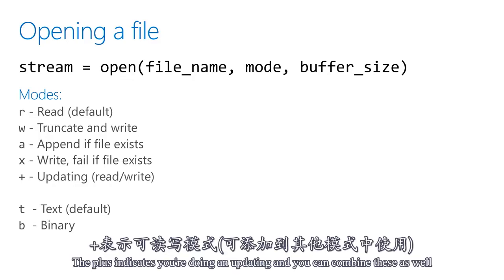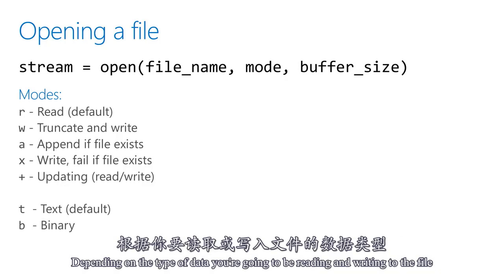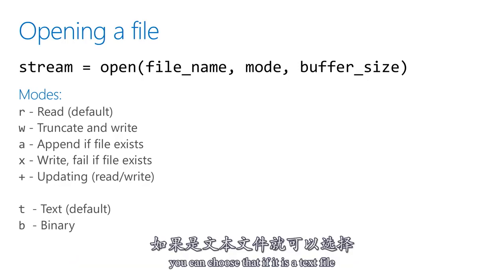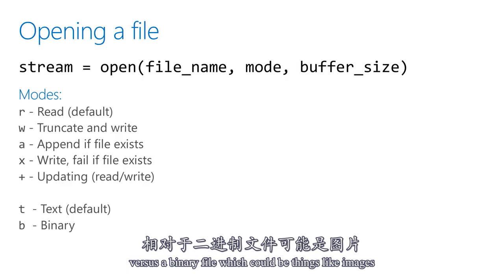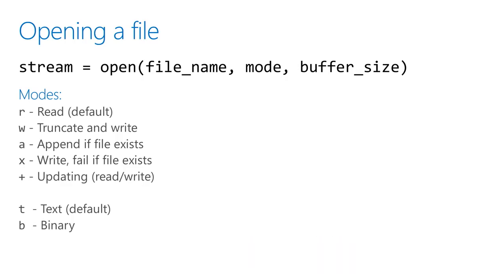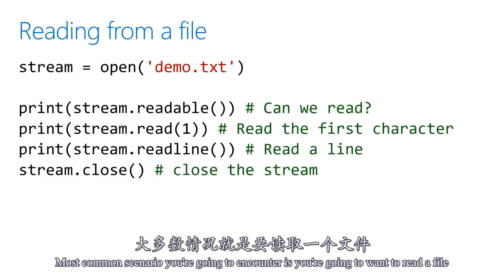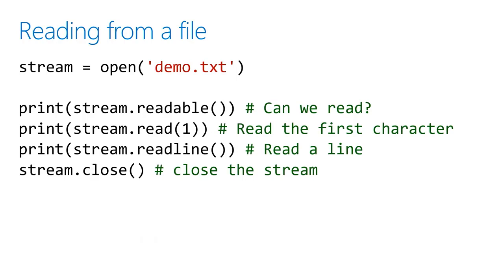The plus indicates you're doing an update, and you can combine these as well, you'll see. And depending on the type of data you're going to be reading and writing to the file, you can choose that it is a text file, so basic strings and so on, versus a binary file, which would be things like images. The most common scenario you're going to encounter is you're going to want to read a file.